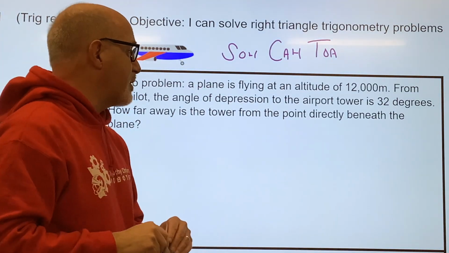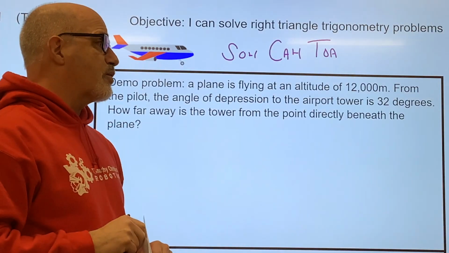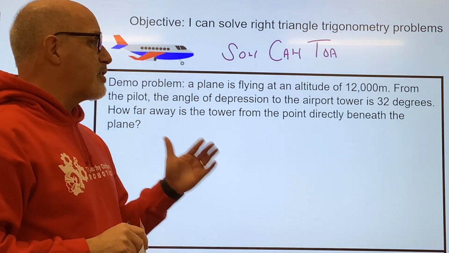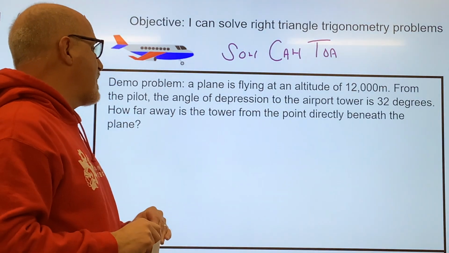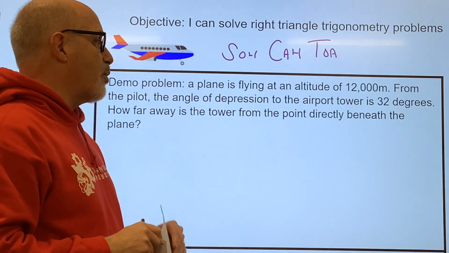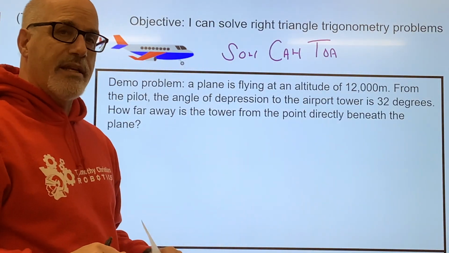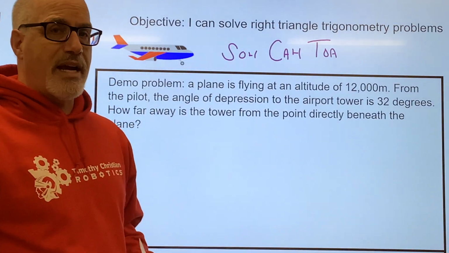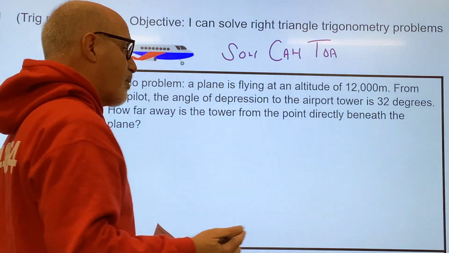The first problem here is: a plane is flying at an altitude of 12,000 meters. From the pilot, the angle of depression to the airport is 32 degrees. How far away is the tower from the point directly below the plane? So it's important that when you do a problem like this, you draw a diagram, just so you're getting things in the right place.